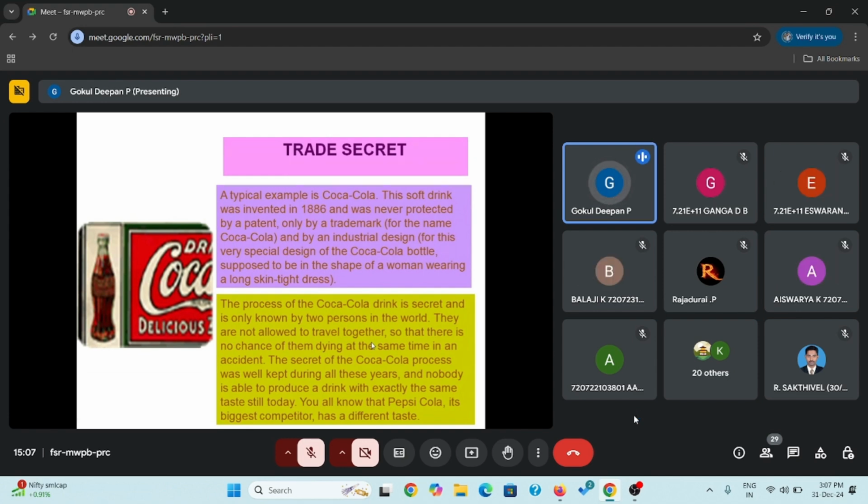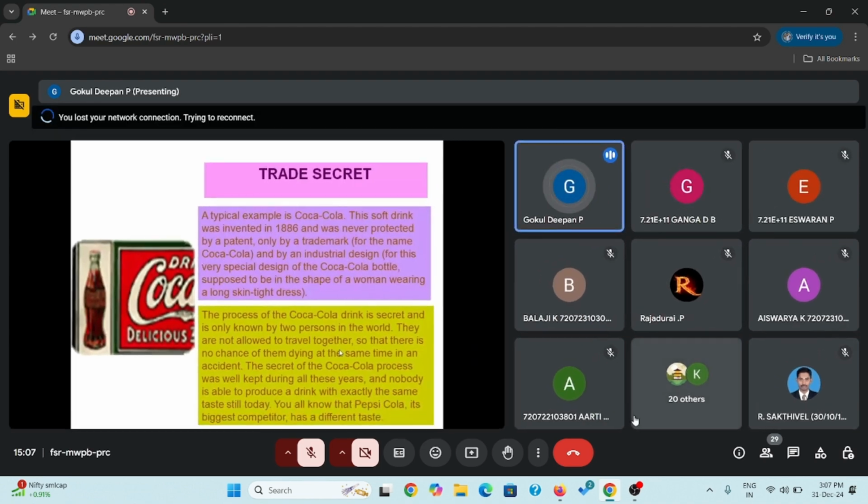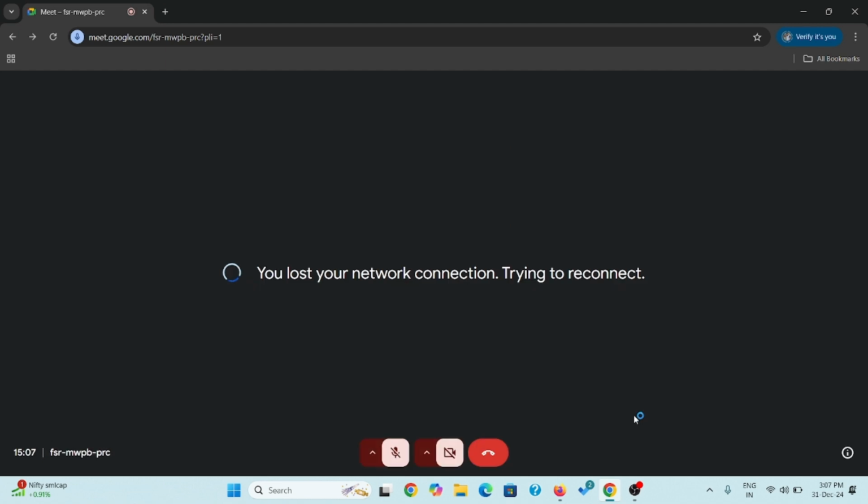There is no chance of them dying at the same time in an accident. The secret of the Coca-Cola process was well kept during all these years, and nobody is able to produce a drink with exactly the same taste even today. You all know that Pepsi Cola, its biggest competitor, has a different taste.